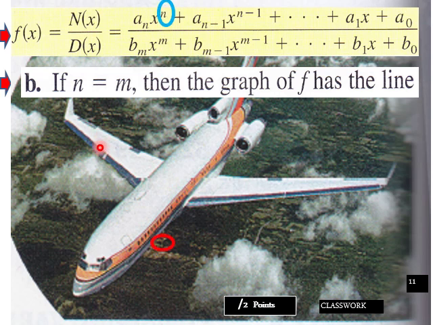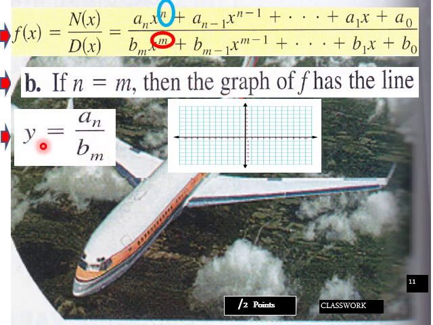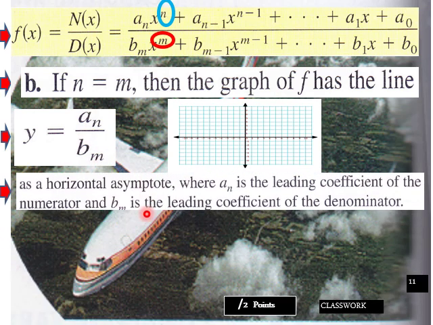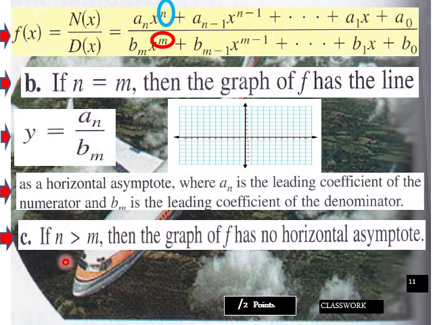And then the same thing here: if n equals m, then the graph of f has the line y equals a_n over b_m as a horizontal asymptote, where a_n is the leading coefficient of the numerator, and b_m is the leading coefficient of the denominator. So a horizontal asymptote when n equals m would be the ratio of a_n over b_m. If n is greater than m, then the graph has no horizontal asymptote.